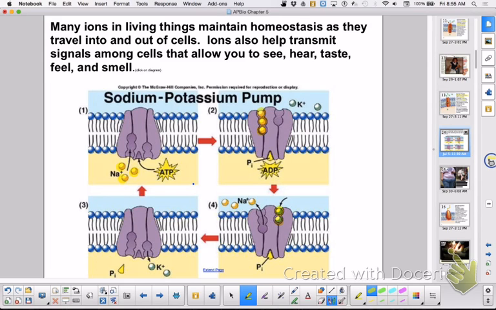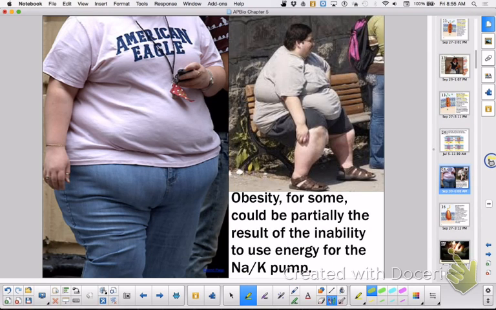And it is possible that some people who are struggling with obesity are having trouble with their sodium-potassium pump in some way.